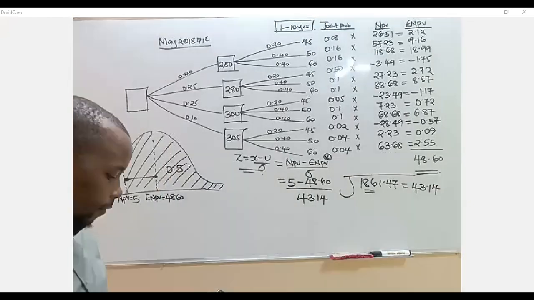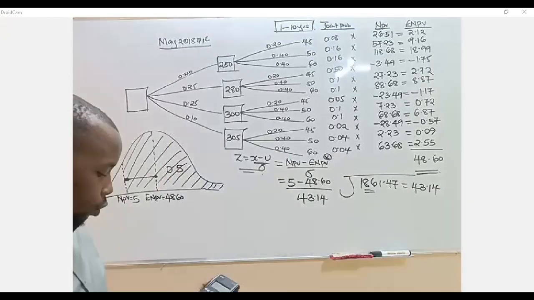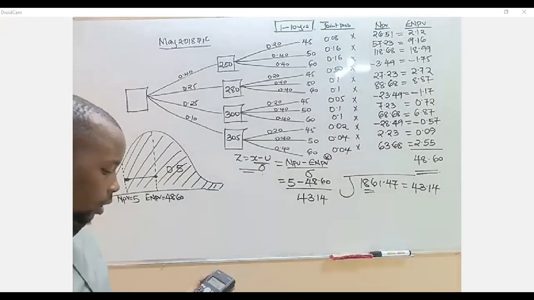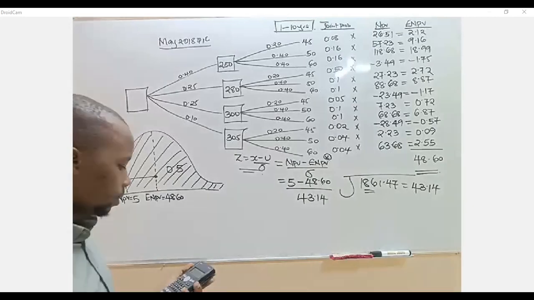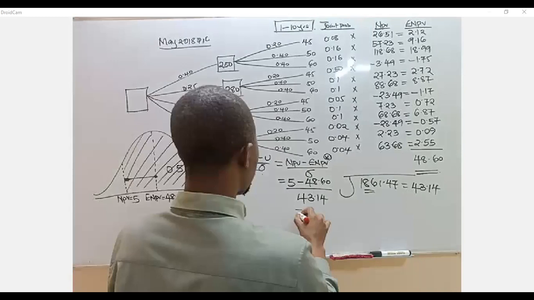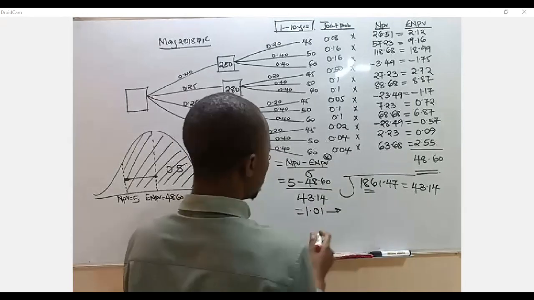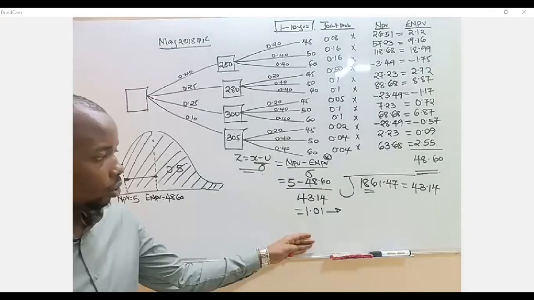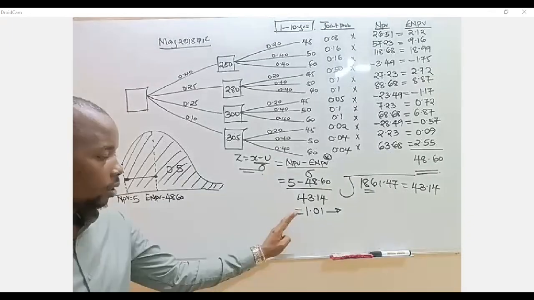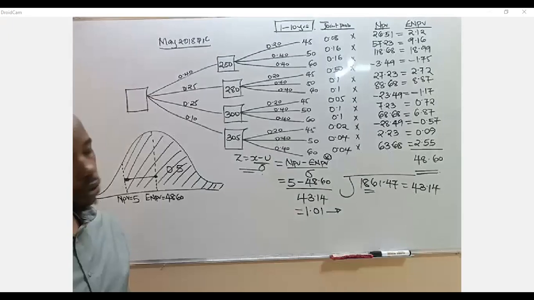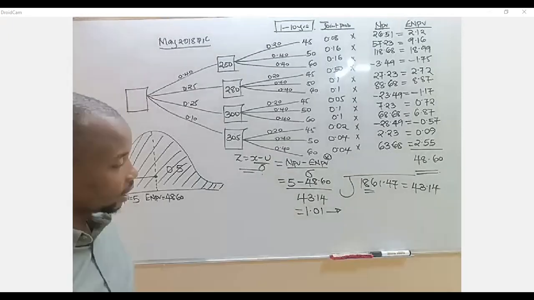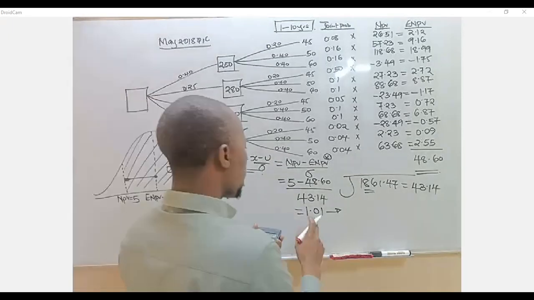So we take 5 minus 48.60, then we divide by 43.14. Right? We are going to get 1.01. You can see I'm not putting the negative, because under the normal distribution the negative is always ignored. So don't come and tell me -1 and then look for it in the table, you will not get that. So in this case, we have 1.01.